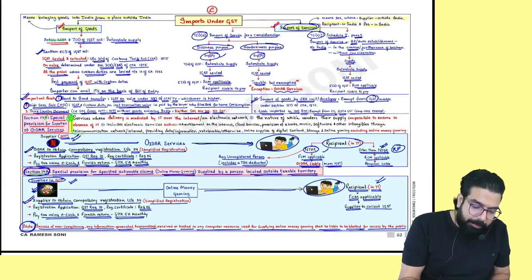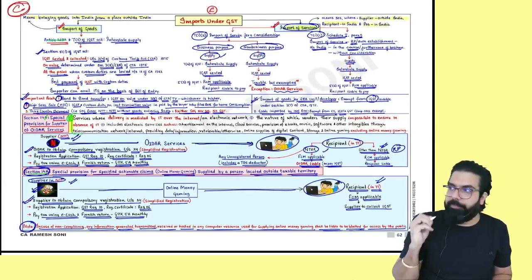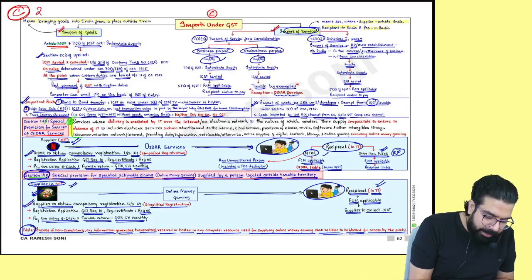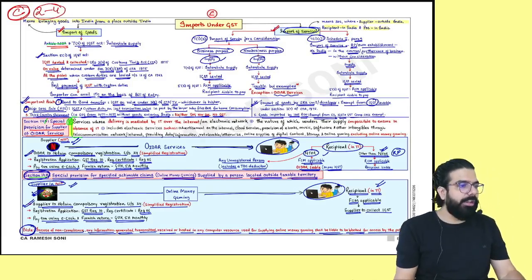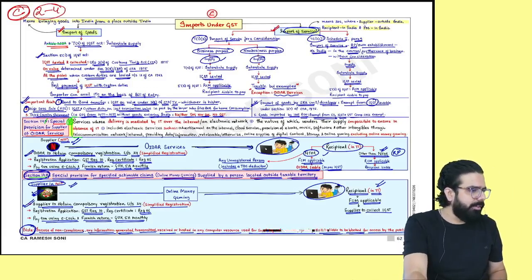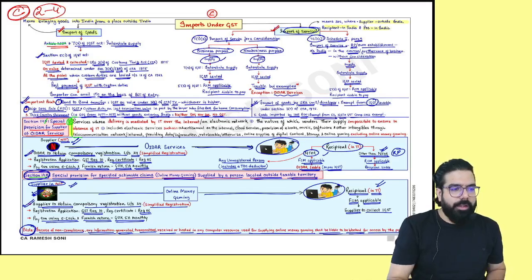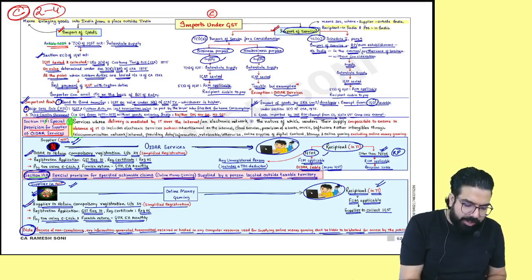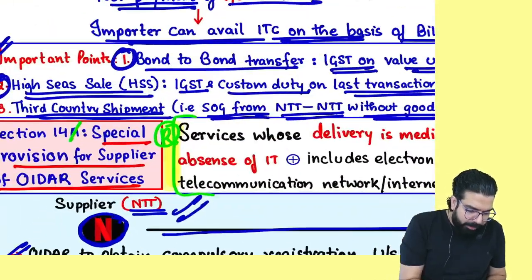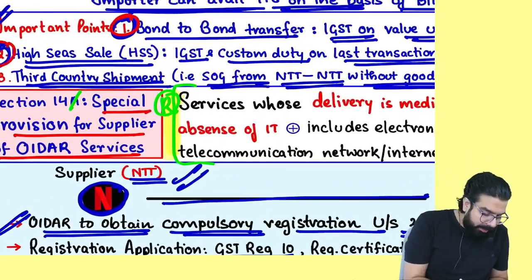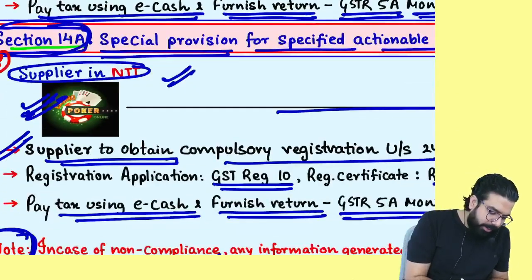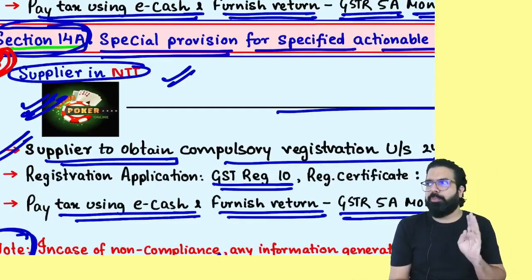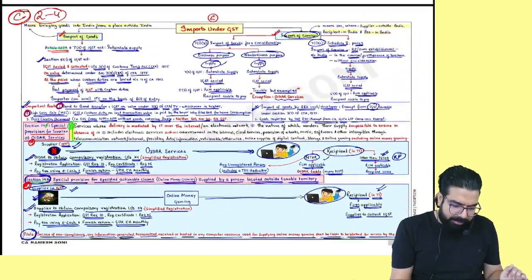This chapter is a C-graded chapter. The maximum expected is 2 to 4 marks. What are the points I like? See, I will tell you what points I like. Just a minute. What are the points which are important from this chapter? One is bond-to-bond transfer. One is high sea sale. One is this OIDR point. And one is this online money gaming point. These 4 points are very, very important. Please take care of them.